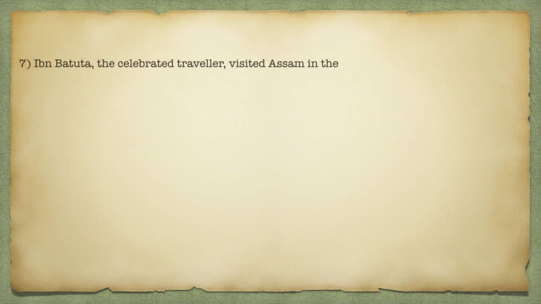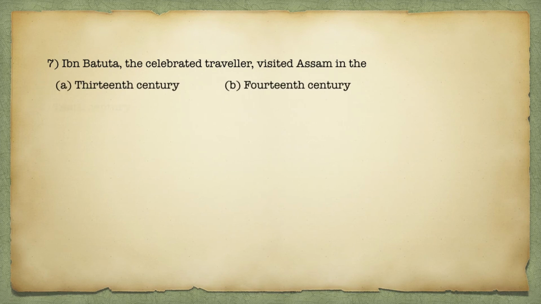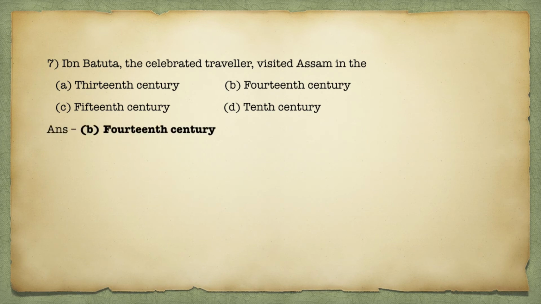So moving to the next question we have Ibn Battuta, the celebrated traveler, visited Assam in the 13th century, 14th century, 15th century or the 10th century. So the correct option will be 14th century. So Ibn Battuta was a Moroccan traveler. He visited India as well as Assam in the 14th century.